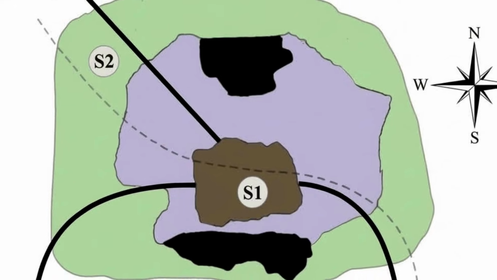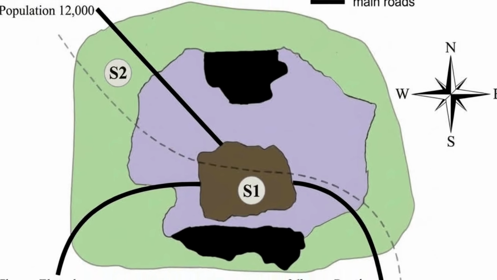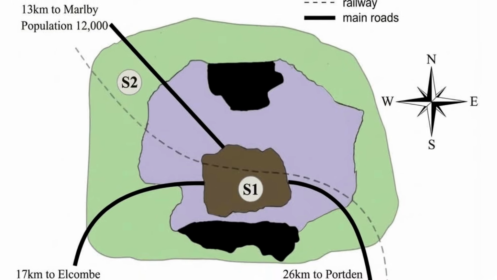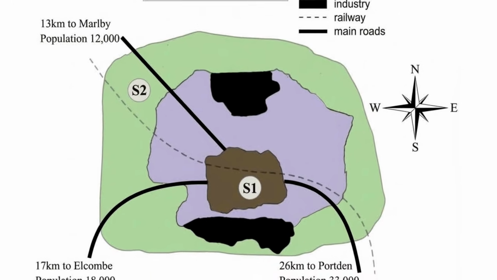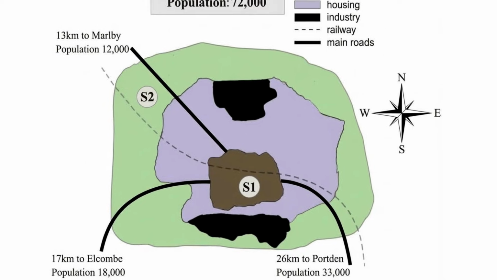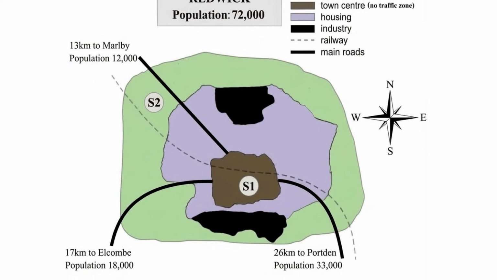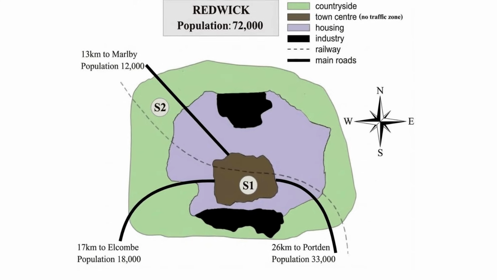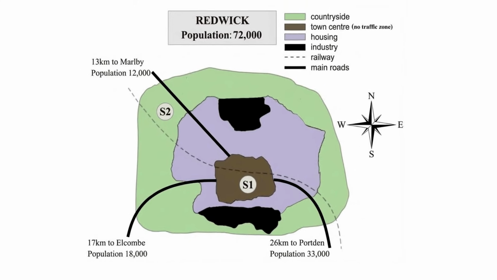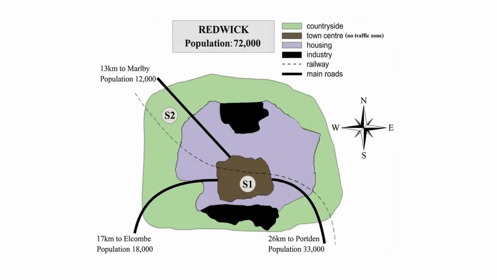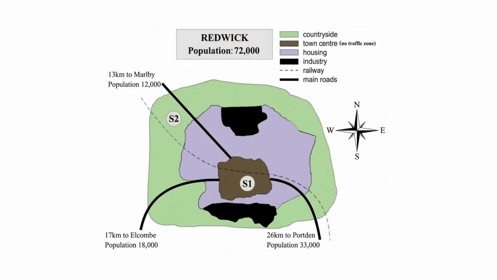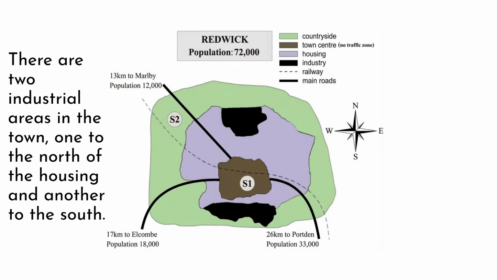You'll notice the dark patches on the map. These represent the industrial areas. One block sits near the northern edge of the housing zone. The other lies to the south, below the housing ring, and above the southern countryside. So, Redwick contains two separate industrial zones. A clear sentence for this would be, there are two industrial areas in the town, one to the north of the housing and another to the south.